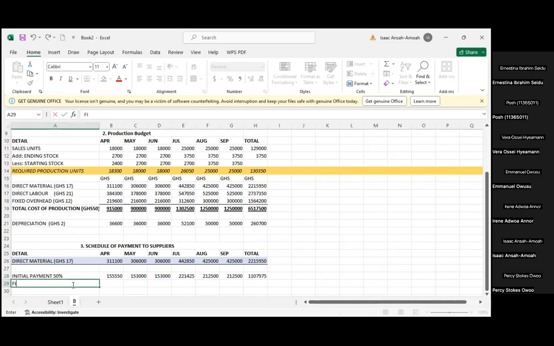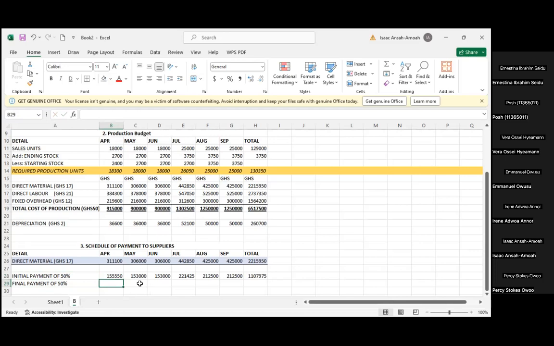How do you spell final? Final payment of 50%. Okay. So when are we going to pay the final payment of April? When do we pay the final payment, or where do we put the final 50% of April? That will be in May.